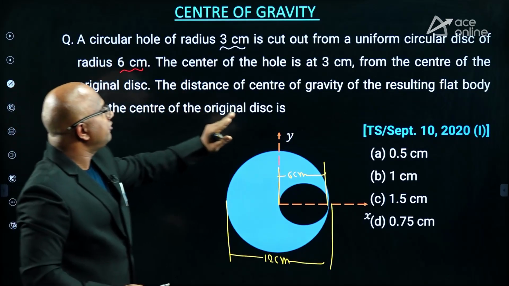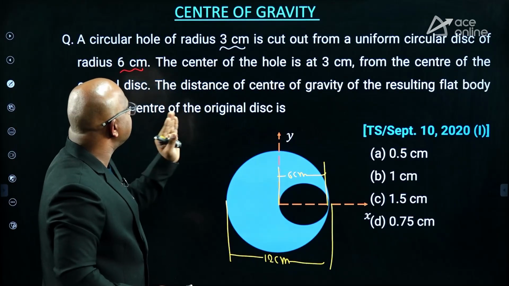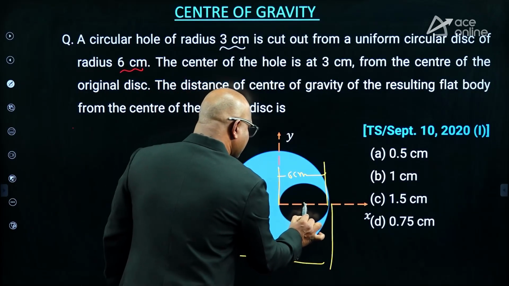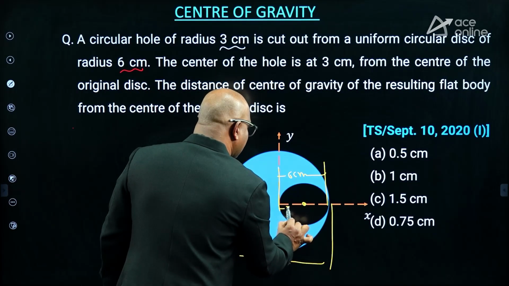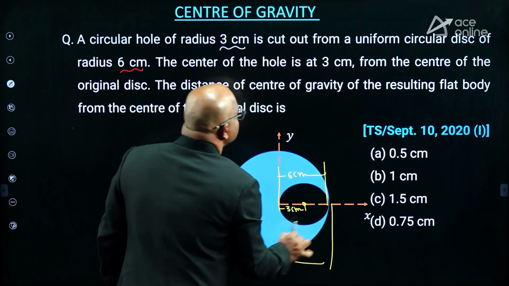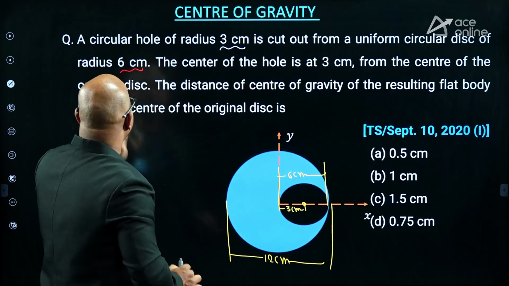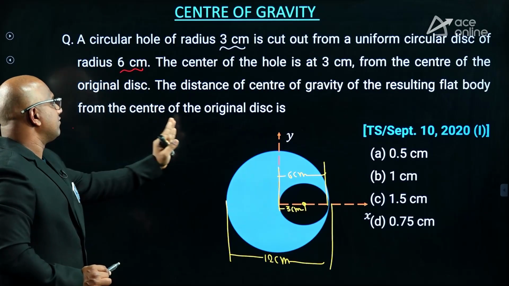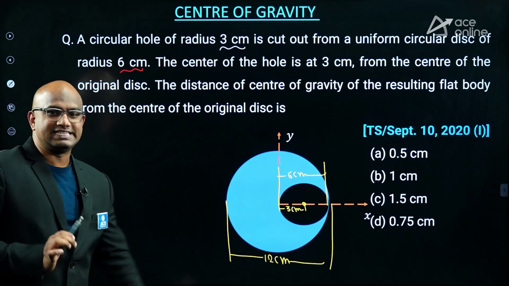Then the center of the hole is at 3 centimeters, guys. The center of the hole is at 3 centimeters. Yes, the center of the hole, this is 3 centimeters, guys. He himself has mentioned it from the center of the original disc. The distance of the center of gravity of the resultant flat body from the centroid of the original disc is.